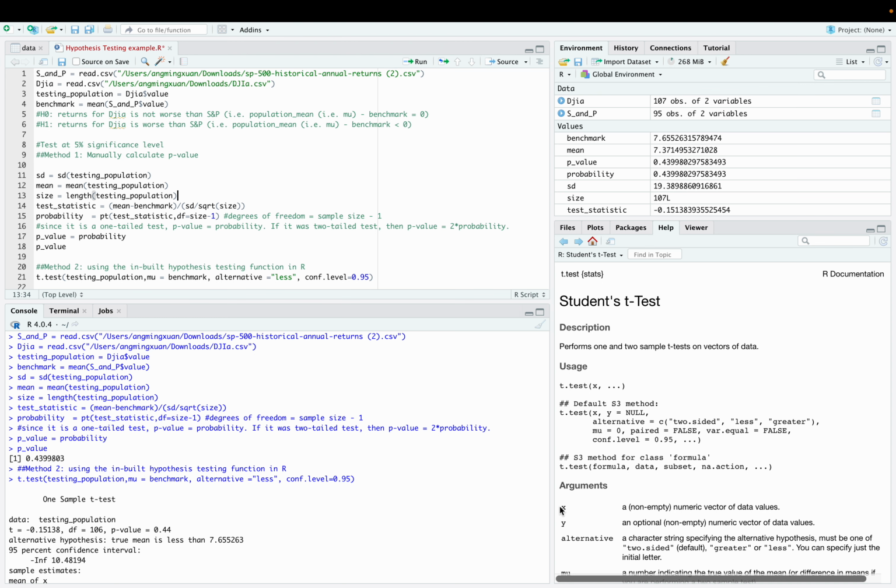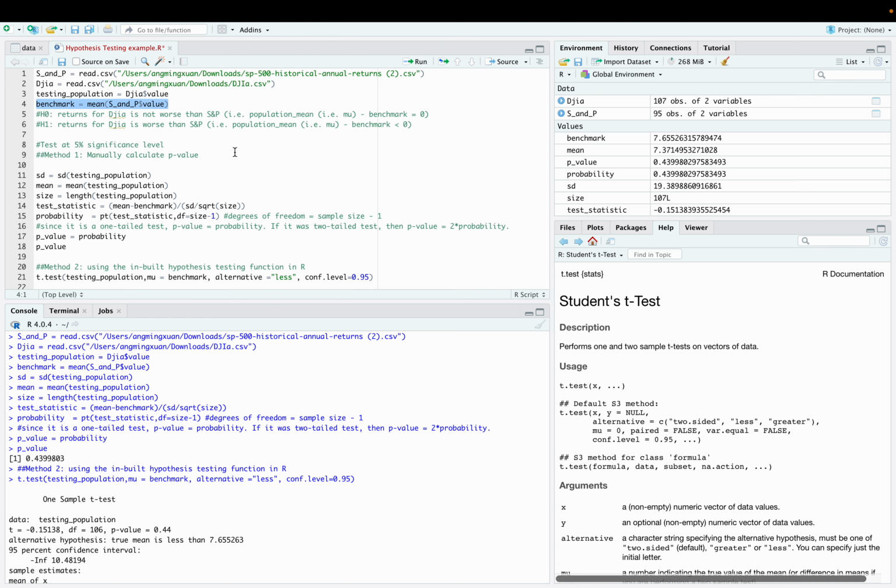Starting off, we assume that you have downloaded and retrieved the data from the internet, and so we shall go on to look through the code in R. We can import the data sets into R using the read.csv function and then save the population we wish to test as the testing population and the population we want to test against as the benchmark.